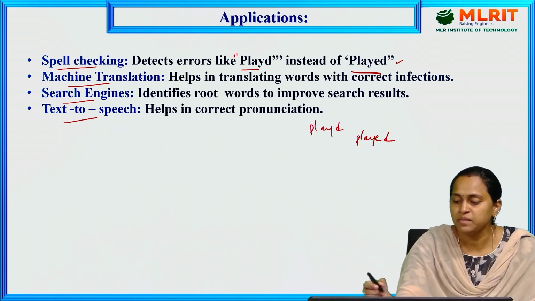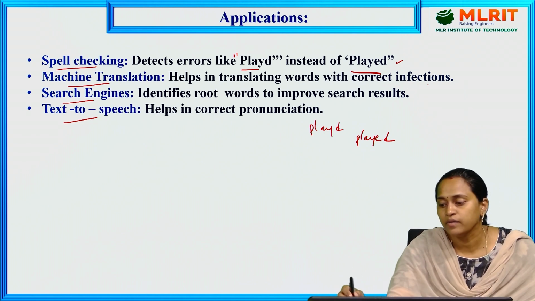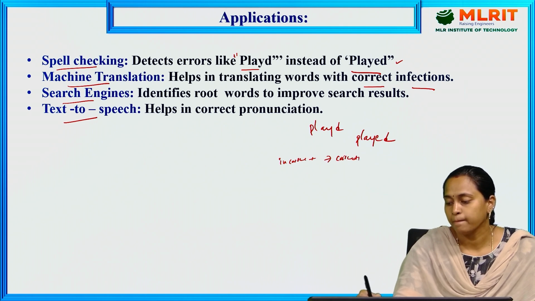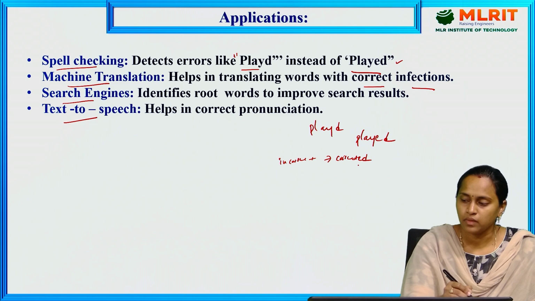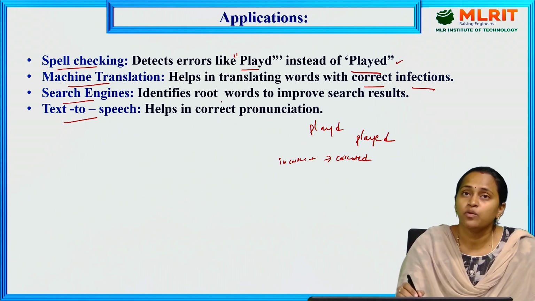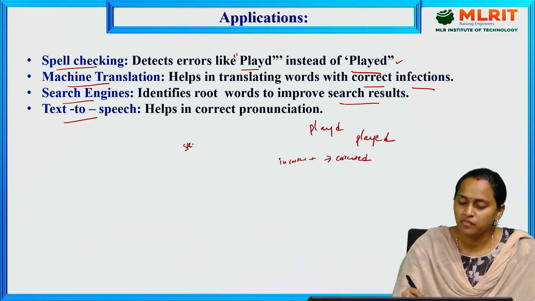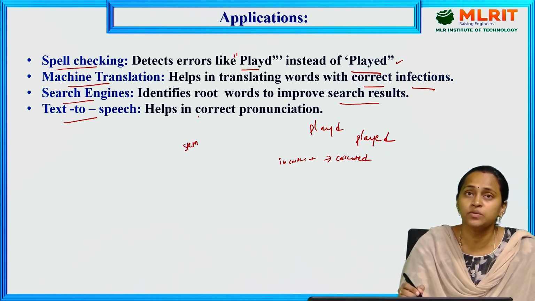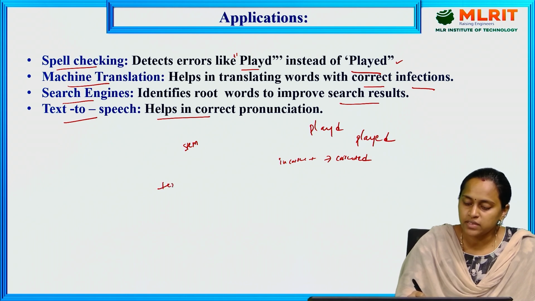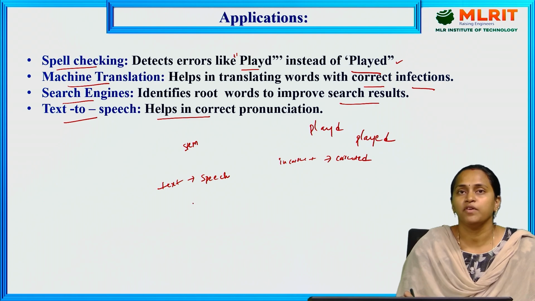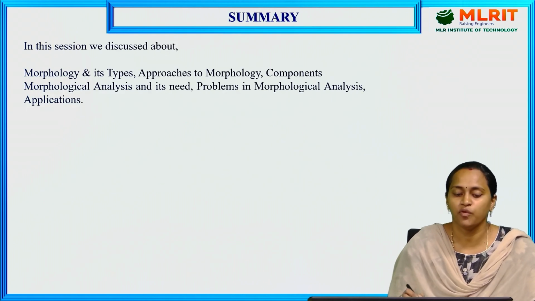Machine translation. That means translating incorrect words to corrected words, with the corrected inflections. Incorrect words to corrected words by applying the inflections. Next, search engines. To find out the root words to improve the search results. That means we are finding out the root word, that means the stem, for better results. Text to speech. We are giving the text and it produces the output in the form of speech for better understanding. This is all about morphological parsing.